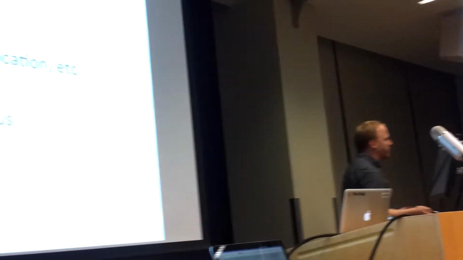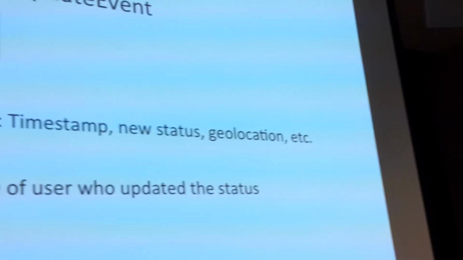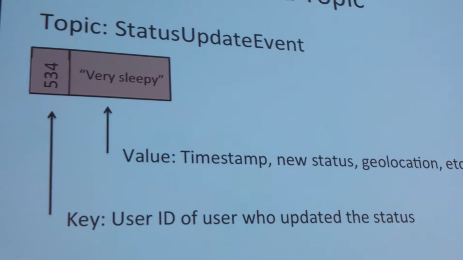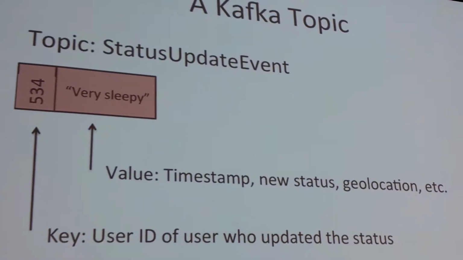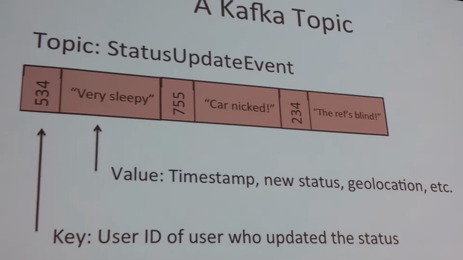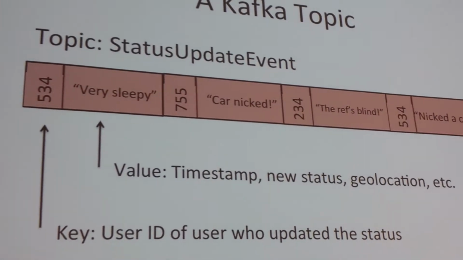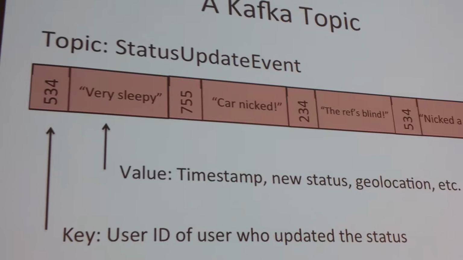Kafka topics, you can look at an example one. Status update event, something like a Twitter or a newsfeed. It has a key. In this case, we can say the user ID of whoever updated their status, and then the value, whatever we want. As people put in new status updates, we will just append these messages to the end of the log.